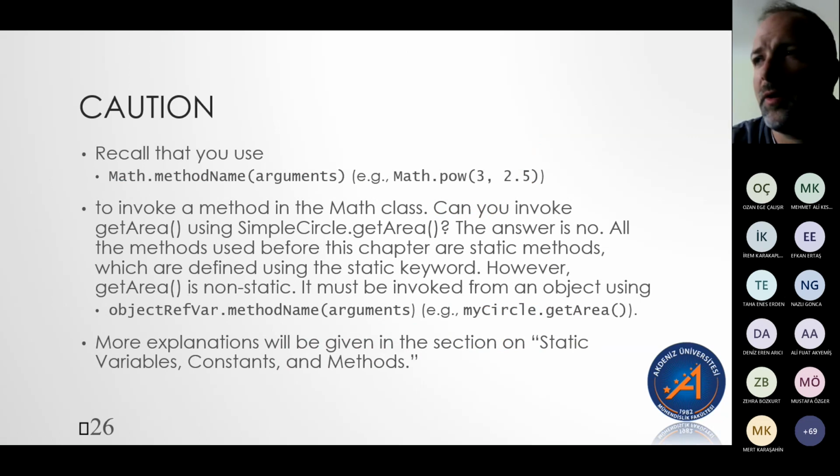A caution, I will say, is last semester we were able to use methods from like the math class or the random class or the string class. All of those were, well, not the string class. We'll come back to that one. We were able to say math.methodName with arguments, right? So math.pow, for example, raising 3 to the 2.5 power. Okay. So can we do that using just the simple Circle.getArea? And the answer is no. getArea can't be done that way because it's not static. So remember last semester we had you type public static, return type, method name. And I said, right now just type static. We'll tell you why later.